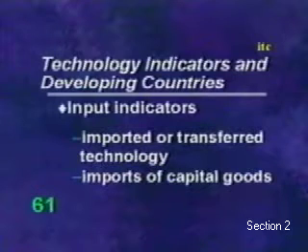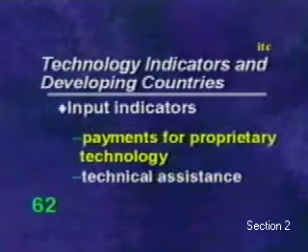Input indicators can be further distinguished according to the source of technology. First, imported or transferred technology, such as foreign direct investment, the import of capital goods, and payments for proprietary technology and technical assistance. And second, domestic inputs or efforts such as the resources devoted to science and technology, to human resource development, and to plant and machinery investment.